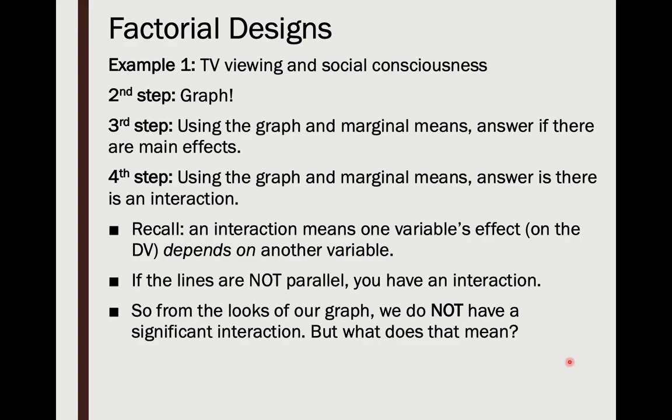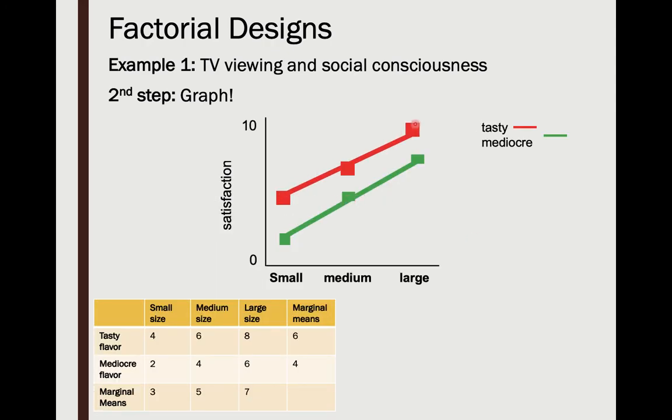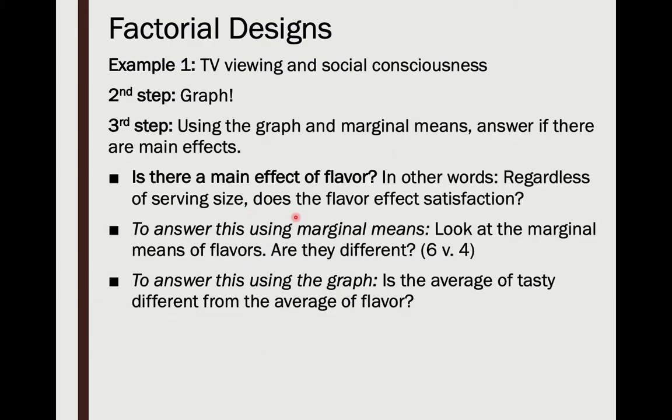Fourth step, using the graph and the marginal means, answer if there's an interaction. Like we said previously, an interaction means that one variable's effect on the dependent variable depends on another variable. If the lines are not parallel, you have an interaction. However, from the looks of our graph, we do not have an interaction. Because look, our lines are parallel. I know it's kind of hard to tell with my bad drawing, but these lines are parallel. They're not going to touch. That means we do not have an interaction.